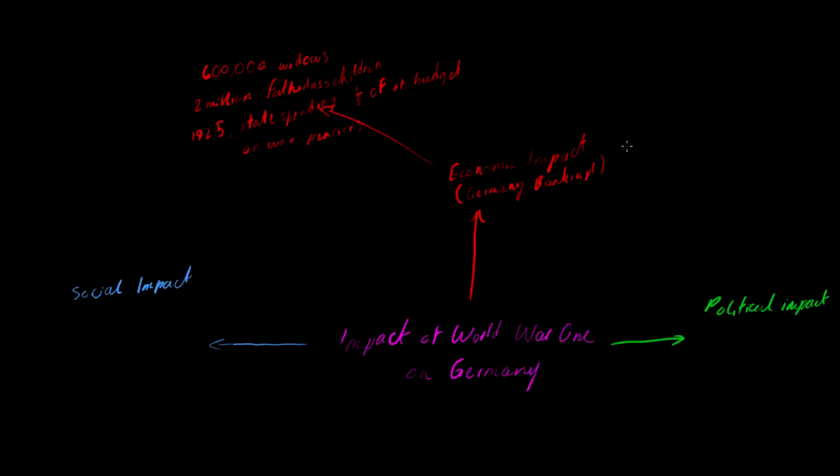Okay, so if we look over here, we also have industrial production. It was about 2/3 of what it had been in 1913. So there was a massive halt in industrial production. So industrial production was only 2/3 of what it had been in 1913.